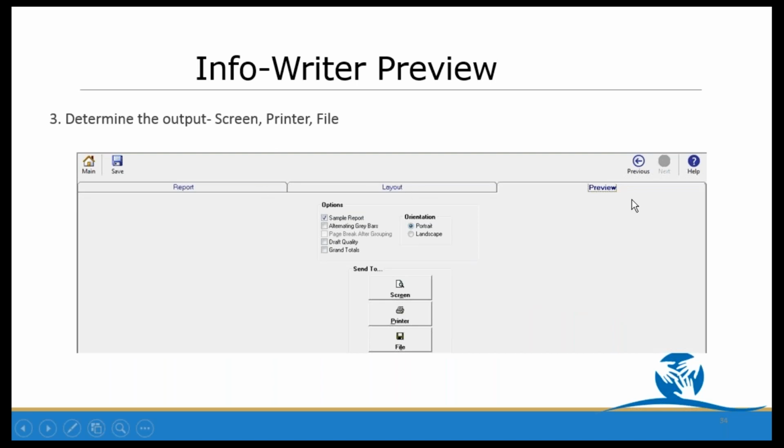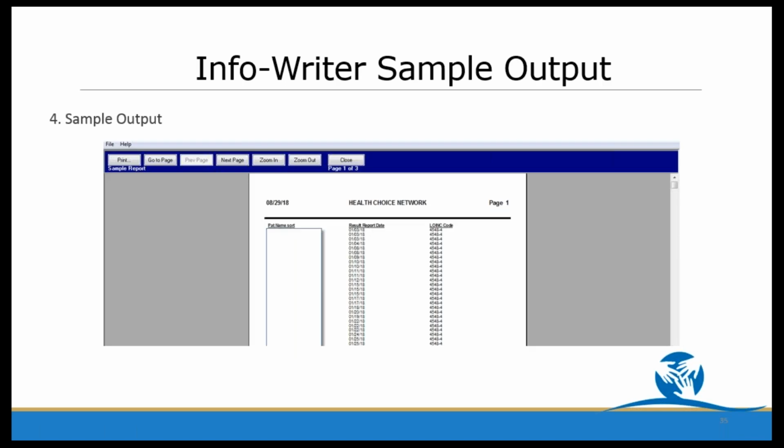Once I get to next, I get to the preview part. Within the preview, I can say show it to me on the screen, print it, or save it to a file. I can save it to a file and then send it to the nurse via email. You can do portrait or landscape. These are just different things in here that you can play around with if this is something you want to take a look at.